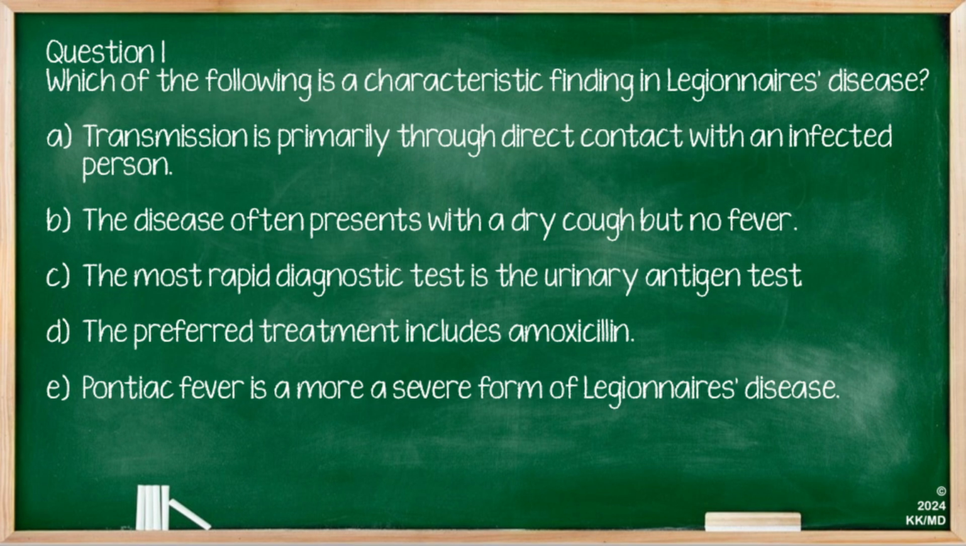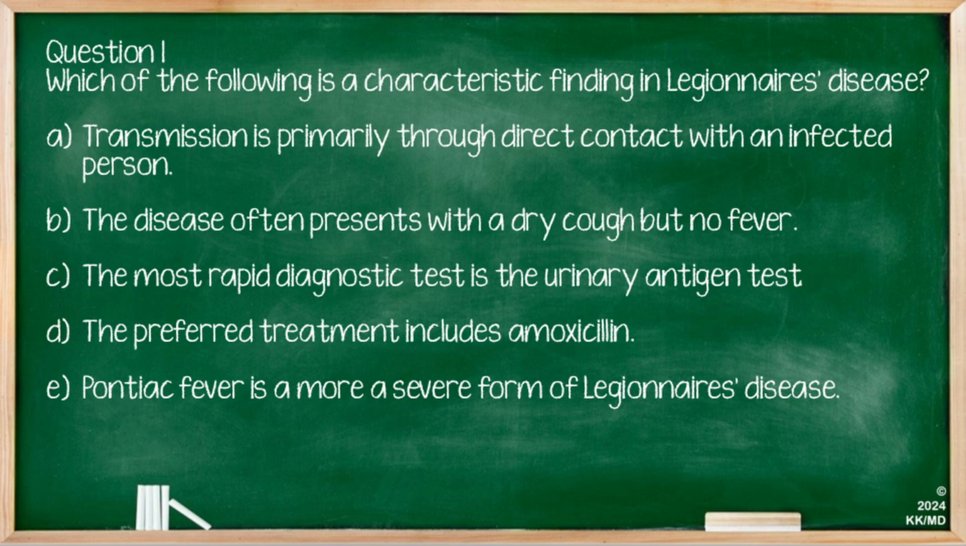So let's try a question. Which of the following is a characteristic finding in Legionnaires' disease? A. Transmission is primarily through direct contact with an infected person. B. The disease often presents with a dry cough but no fever. C. The most rapid diagnostic test is the urinary antigen test. D. The preferred treatment includes amoxicillin. Or E. Pontiac fever is a more severe form of Legionnaires' disease.